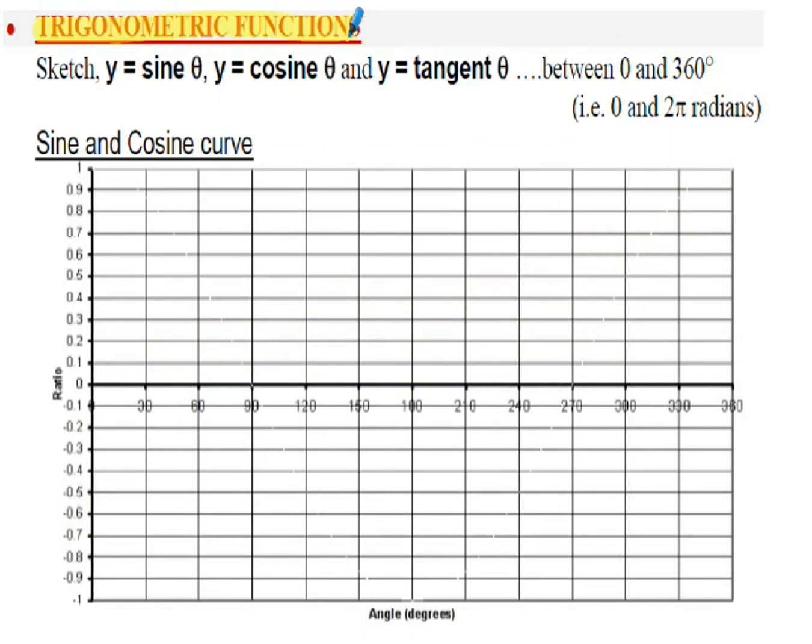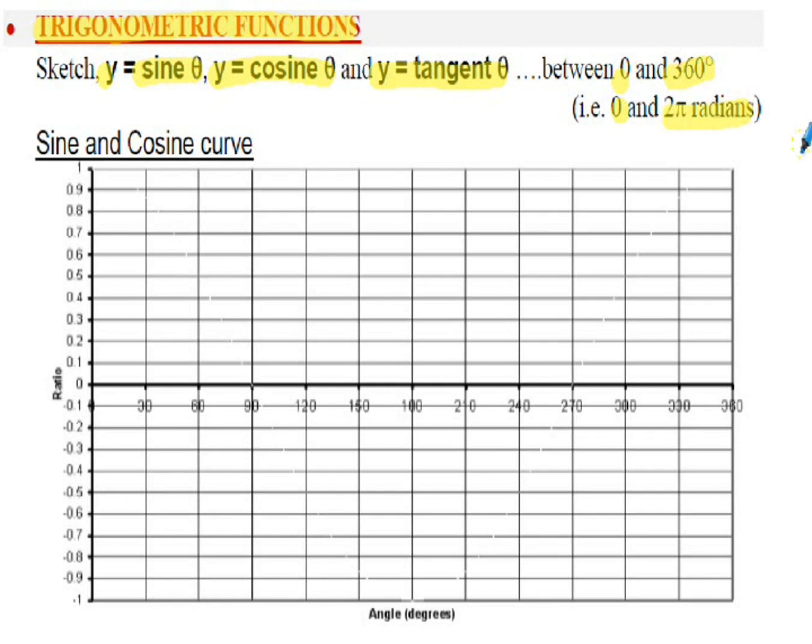Trigonometric equations. Again, we've seen these before. y is equal to sine of an angle, sine theta in this case, y is cos of theta, y is tan of theta, and we usually plot these between 0 and 360 degrees or 0 and 2 pi radians.